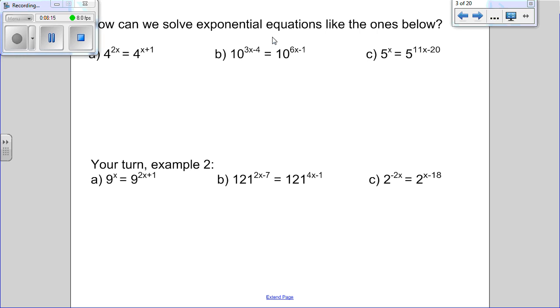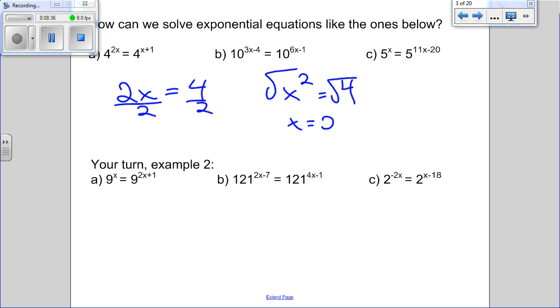Now, up until this point in time, you guys have seen things like 2x equals 4, and you'd just divide by 2 on both sides. Sometimes you've seen things like x to the power of 2 equals 4, and you'd take the square root, so x equals 2. You could have seen things like 3 divided by x equals, let's say, 9, and then you multiply the x over here, divide the 9 over there. You've seen every type of question, except you've never seen when x is the exponent.